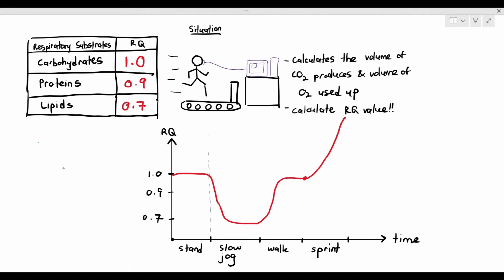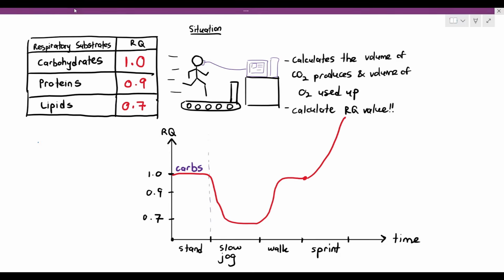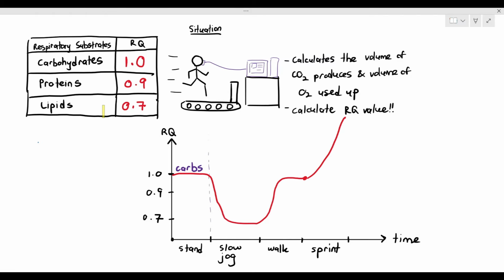So in this case over here, when the person was standing, the cells were mostly using carbohydrates as a source of energy, because carbohydrates can be easily broken down like glucose and such. Now, but when the person was doing a slow jog, perhaps the muscles needed more energy, and the muscles switched the source of energy to lipids. So more fatty acids were broken down during respiration in that case.